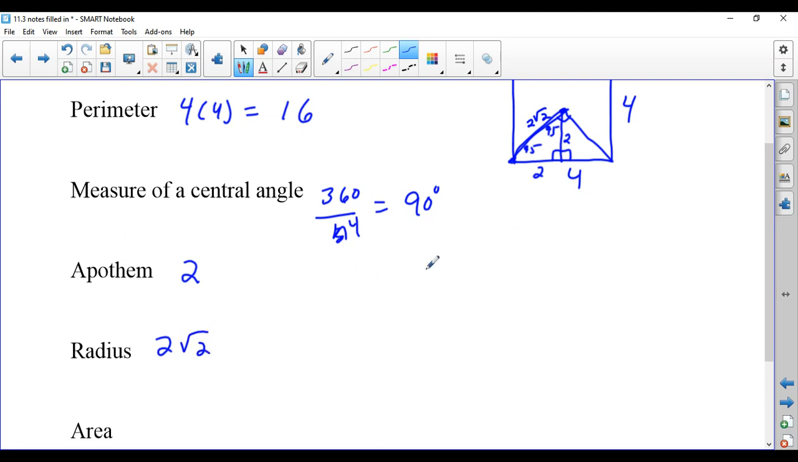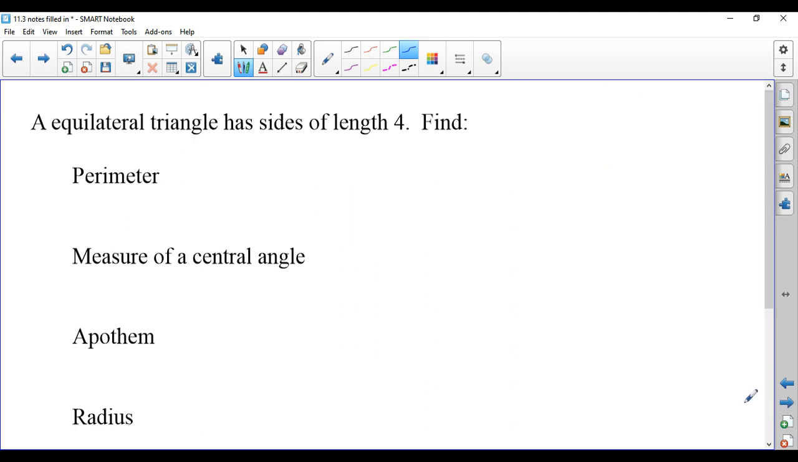So we could use 4 squared to get the area, but if we use the formula we just learned, 1/2 times apothem times perimeter, we see 1/2 of 2 is 1. 1 times 16 is 16. We get the same answer. Again, you don't have to use that method, but we can see how it works for a square.